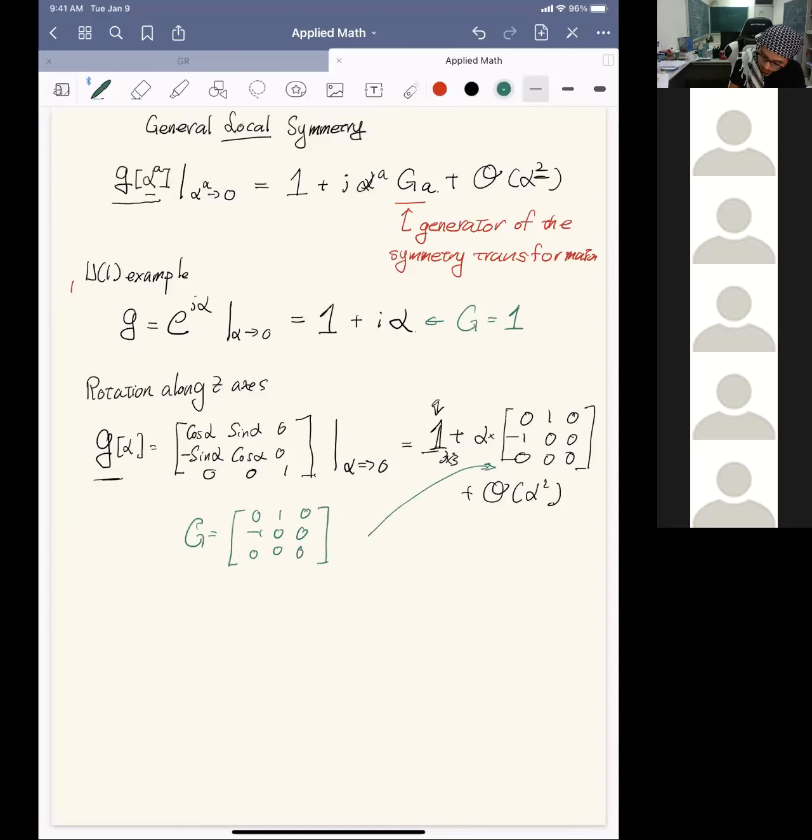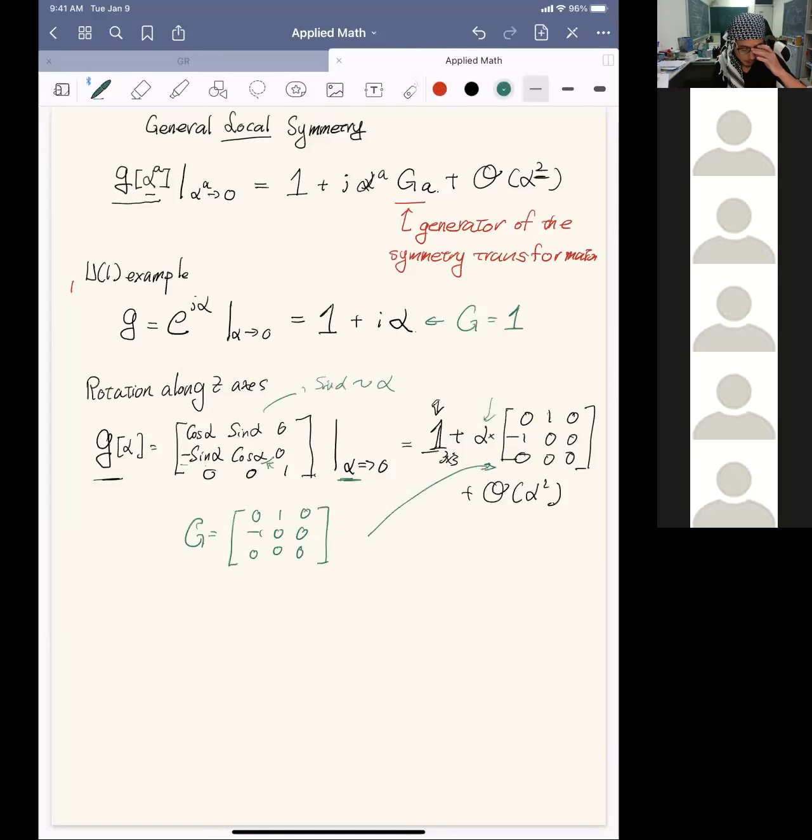And you can see what happened, right? So you take the alpha goes to 0 limit, this sine alpha becomes alpha. And that's why at the linear order in alpha, this is 1 and this is minus 1. This is minus sine alpha. Okay. Can someone tell me what happened to the cosine alpha?